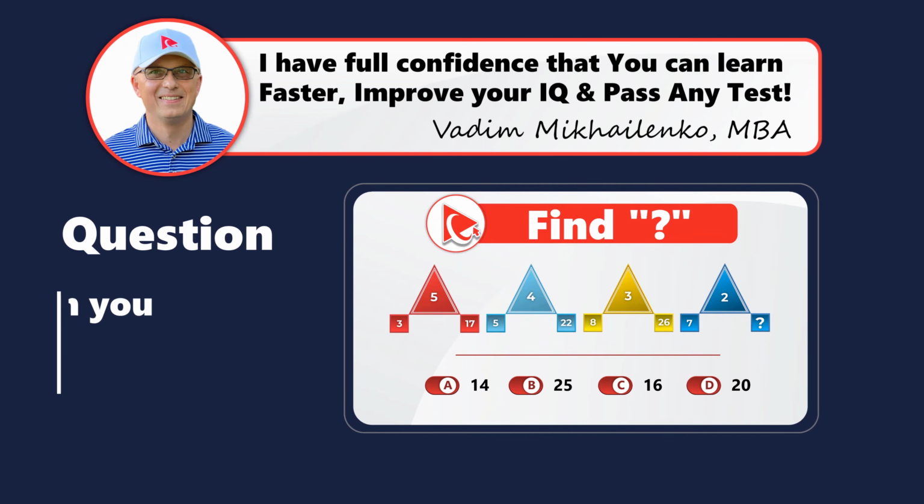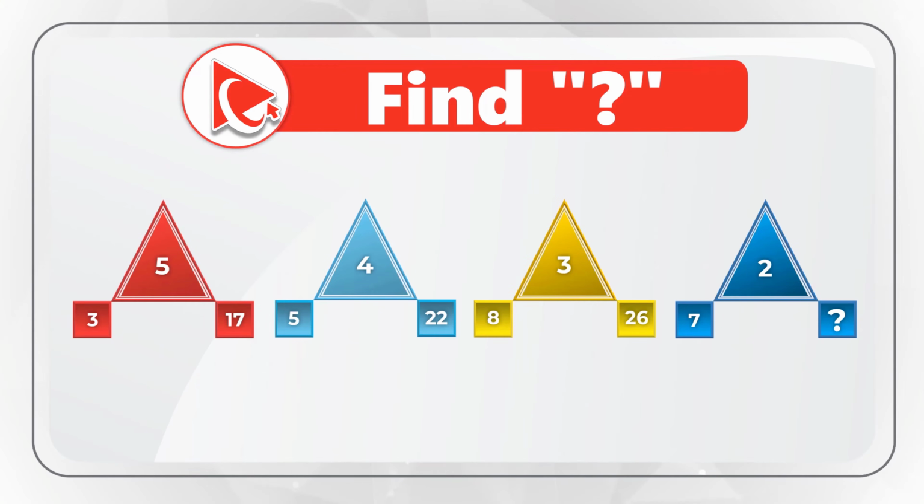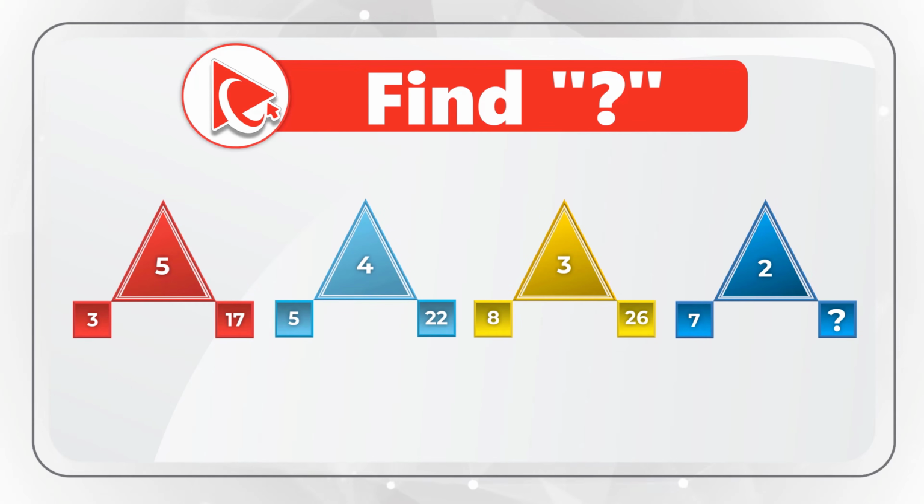Here's a very interesting question where answer is absolutely not obvious. You're presented with interestingly looking shapes. On top of the shape is triangle. On the bottom left and on the bottom right, there are squares. There are numbers inside the triangle, and there are also numbers inside the squares.